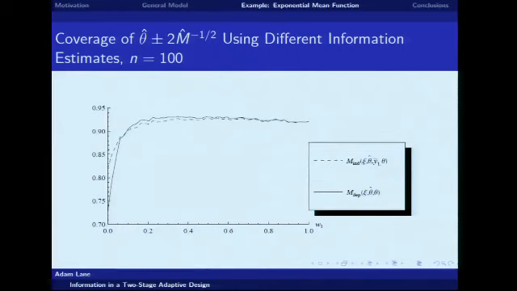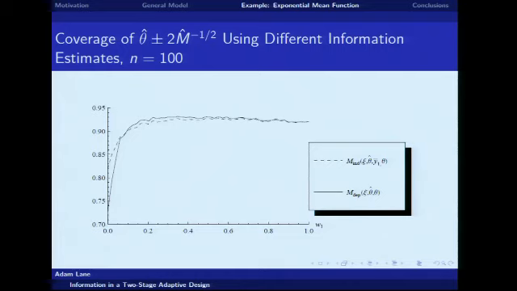Coverage, so this is just the coverage of each, the number of simulations divided by the total number of iterations. How many times, if you were to use theta plus 2 times the square root of the inverse of that measure, does it include your actual value?